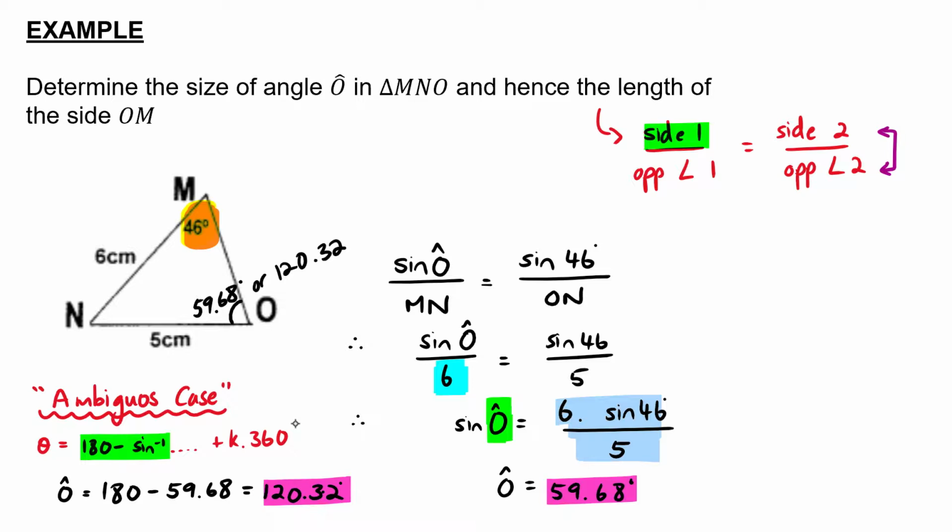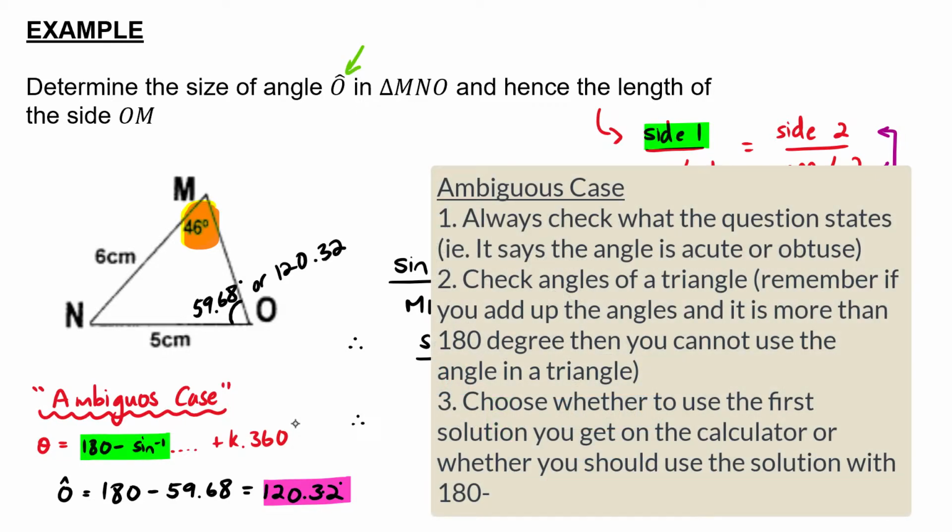And so often what will happen in this question is they will specify when you're working out an angle, they will say something like O is acute or O is obtuse. Or alternatively, you will be able to see whether or not you have to use the acute or the obtuse angle. Because let's say, for example, that this angle over there was 70 degrees. Do you see then that 70 plus 120 gives us 190? And you can't have 190 degrees in a triangle.